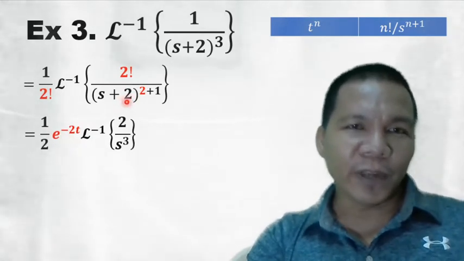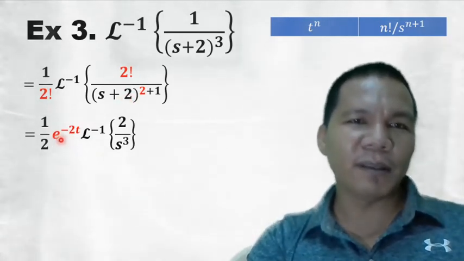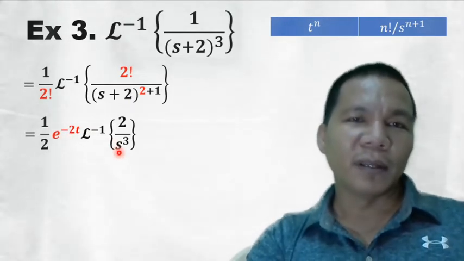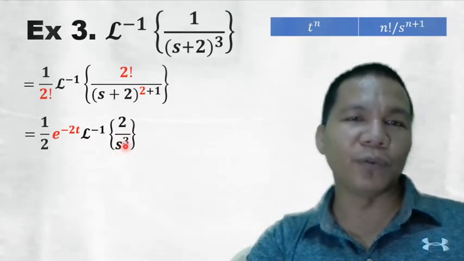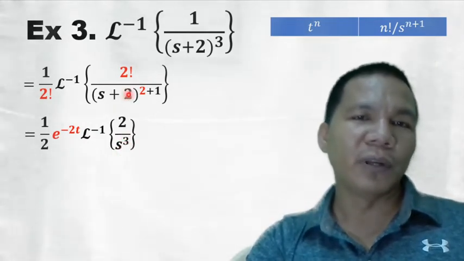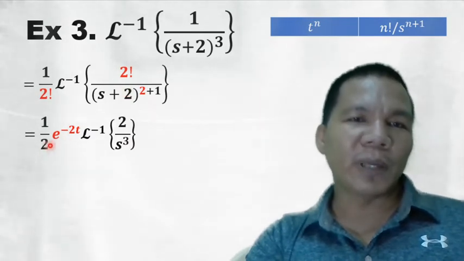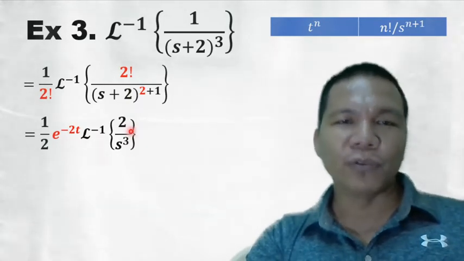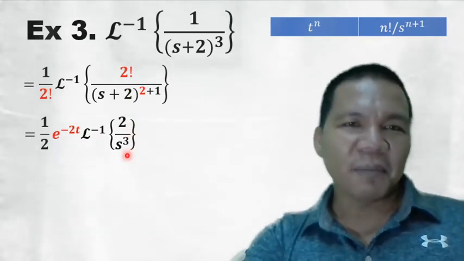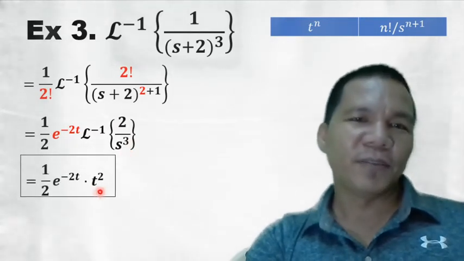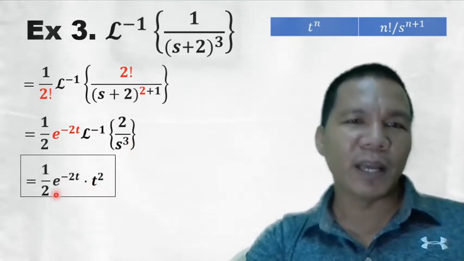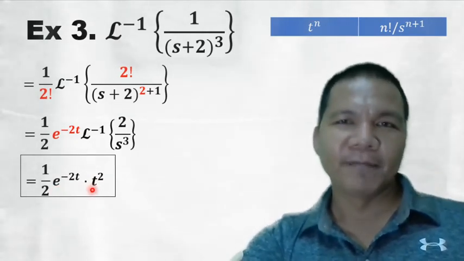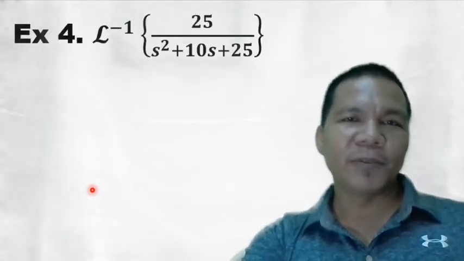Take note, if we are going to take out 2 from s, this will become s minus 2, leaving you s raised to 3. Take note, if we are going to take out 2, eliminate 2 here, and then take that out, it becomes the exponential function. So leaving you 2 all over s cubed. And we know that 2 over s cubed is just the Laplace transform of t squared. So therefore, your final answer would be 1/2 of e raised to minus 2t multiplied by t squared. Alright, let's have another one.